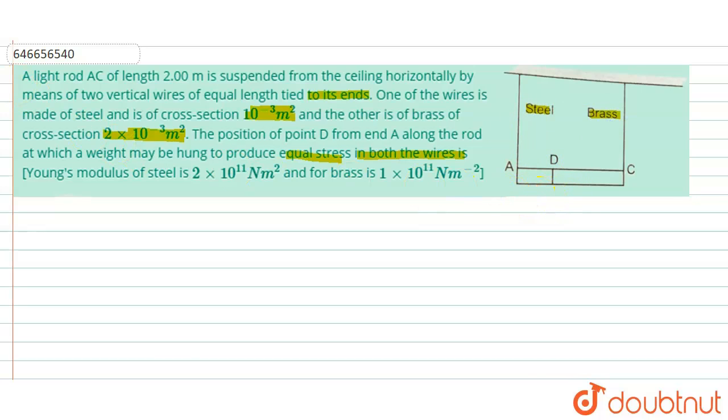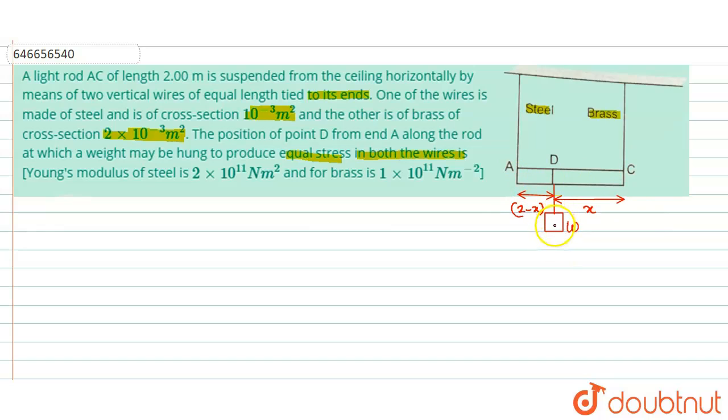Let us now understand what will be the main concept. Let us assume that we are hanging a weight, let us say W, at point D. So this is your weight which is simply hanging from D. Let us take the distance of this weight from C as x. Then this distance will be 2 minus x, because the total length of this rod is simply 2 meters. So x and 2 minus x.